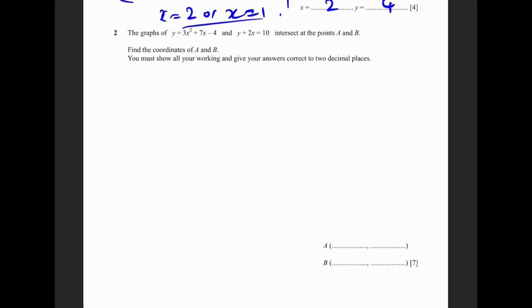Question 2. The graphs of y equals 3x squared plus 7x minus 4 and y plus 2x equals 10 intersect at the points A and B. Find the coordinates of A and B. You must show all your working and give your answers correct to 2 decimal places.